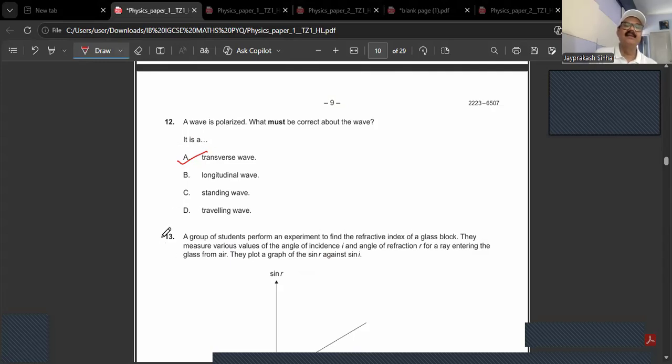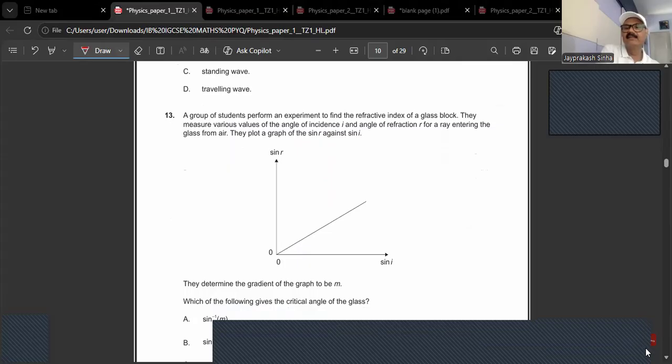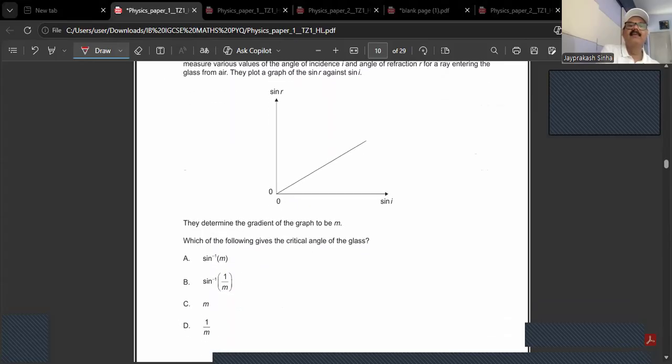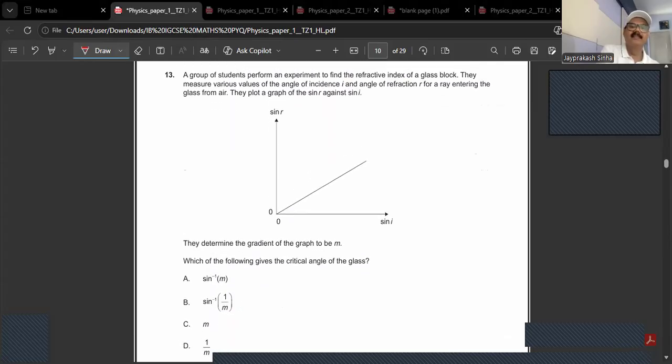12A is correct. Next, question number 13. A group of students perform an experiment to find the refractive index of a glass block. They measure various values of the angle of incidence I and angle of refraction R for a ray entering the glass from air. So they plot a graph of sine R against sine I. So here the graph is sine R against sine I.